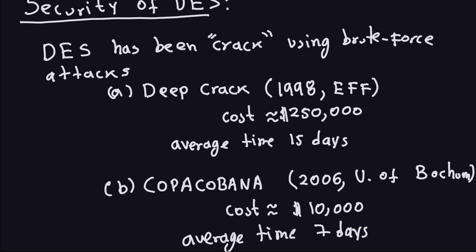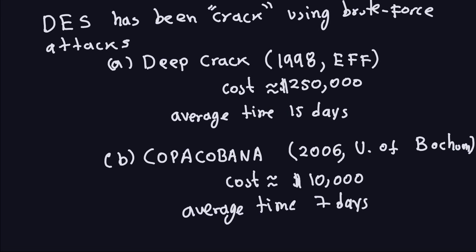Now, there was another machine built later in Germany at the University of Bochum in 2006, called Copacabana. It's a lot cheaper than Deep Crack from 1998, and it cost $10,000. And it was a lot better, of course, because the technology has advanced. The average time for cracking was about 7 days. So DES is not actually secure, even though we have seen that the inner structure is very convoluted and complicated. It has been possible to crack DES.